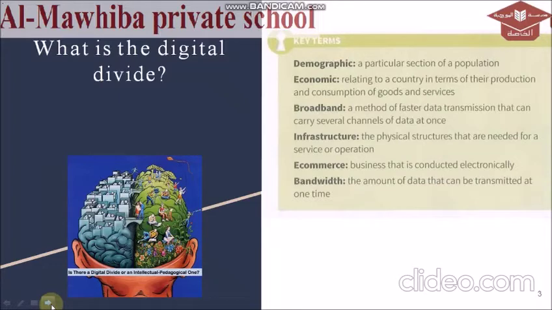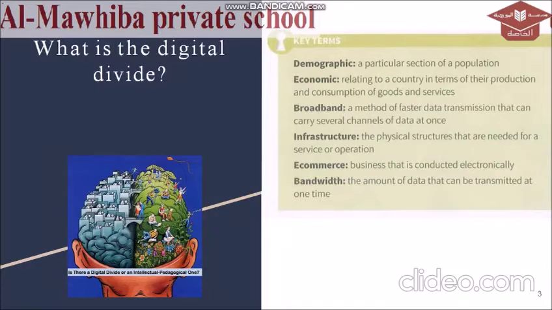They are demographic. It is a particular section of a population. Then economic, relating to a country in terms of their production and consumption of goods. What is next? Broadband. It's related to the internet. It is a method of faster data transmission that can carry several channels of data at once.